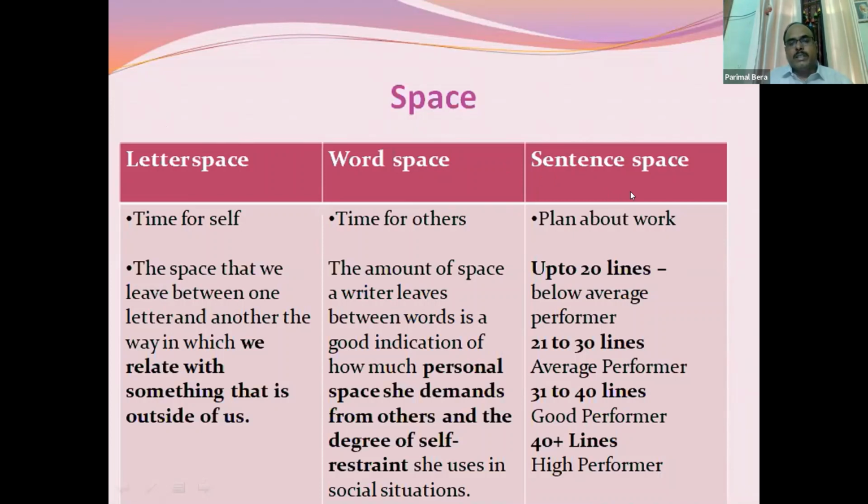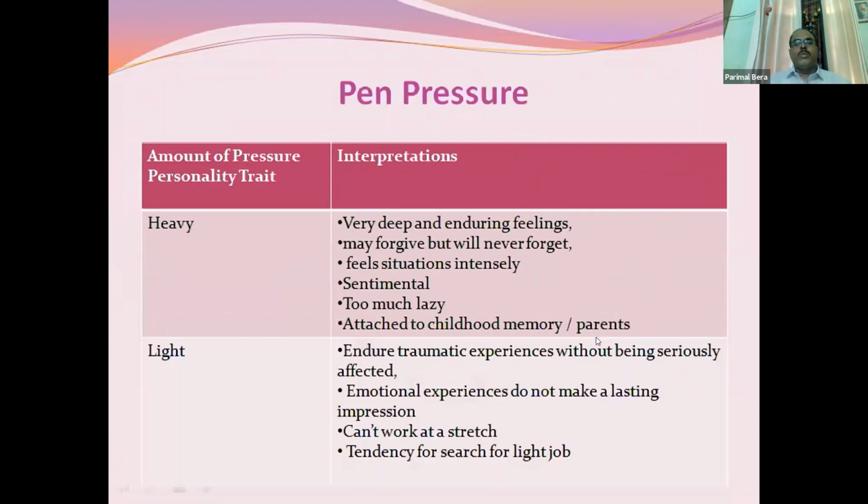And the sentence space, that means how many sentences are there in an A4 size space. You have to count it, and from the counting, you can easily understand the planning about the work. If it is below 20 lines, then it is a below average performer. If it is 20 to 31 lines, then an average performer. If it is 31 to 40 lines, a good performer. And if it is 40 and above lines, that's a high level of performer in planning to work. So we can easily understand the planning to work.